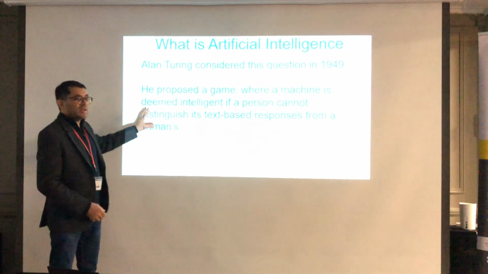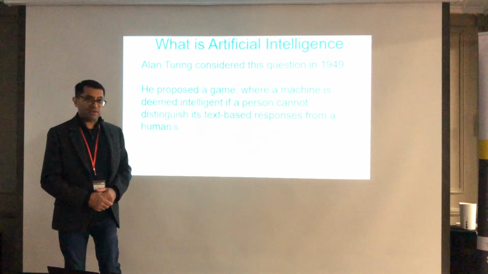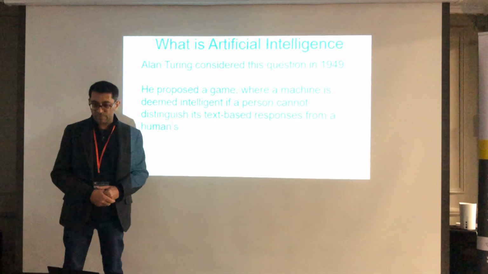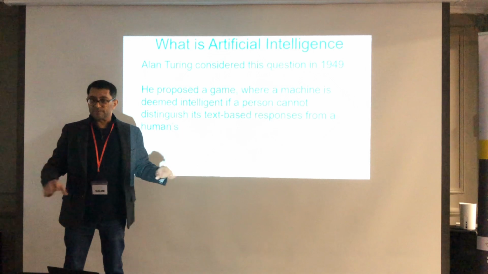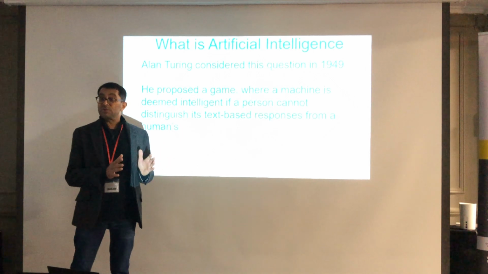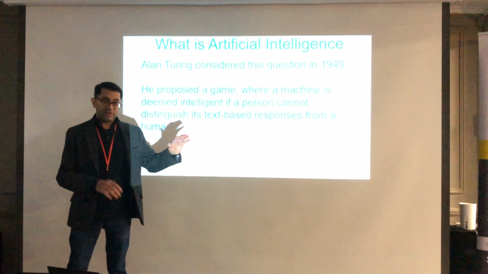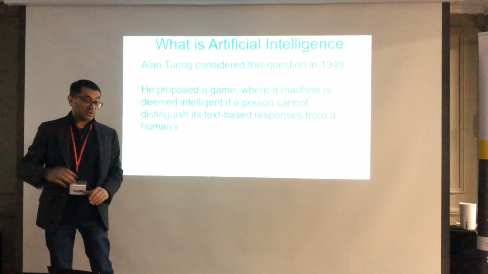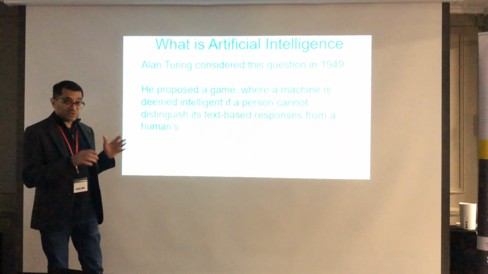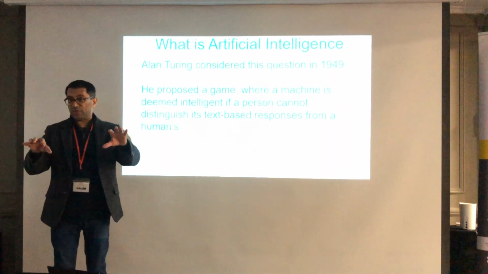And he came up with a very neat way of doing that test. It's kind of a simple experiment. You have 3 rooms, 3 isolated rooms. And in one room is the person doing the test. They sit in that room. And in the other 2 rooms, in one of the rooms is a person, and in the other room is a machine, artificial intelligence machine. And the person doing the test sends messages to these other 2 rooms.